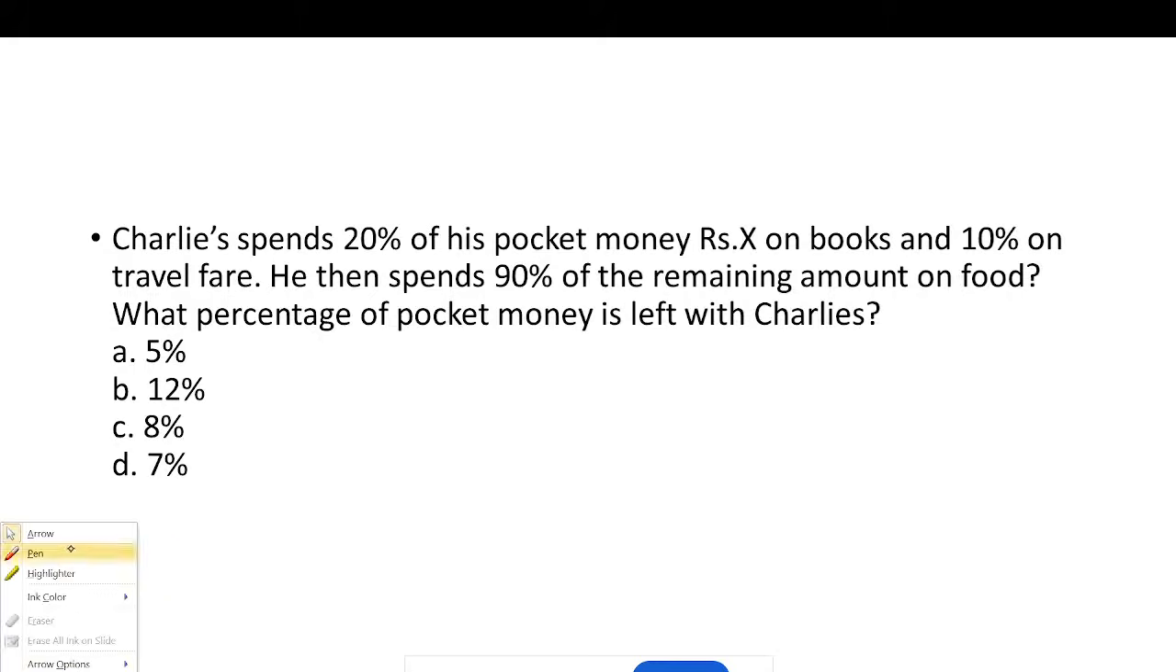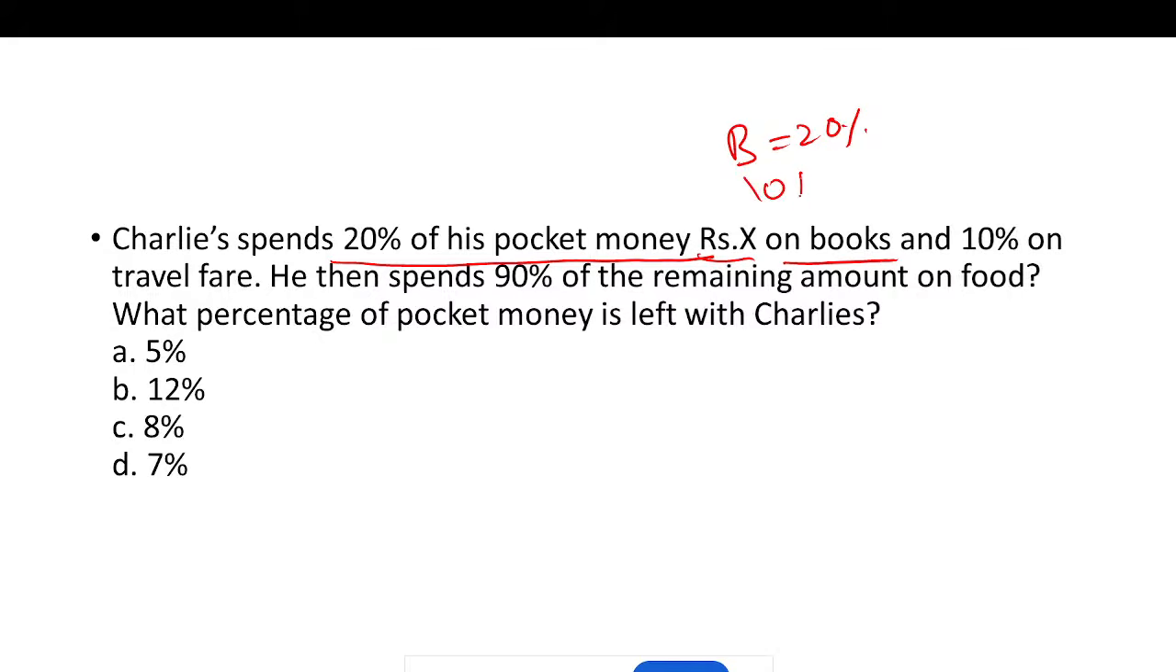Charlie spends 20 percentage of his pocket money X on books, and 10 percentage on travel, and then he spends 90 percentage of the remaining on food. We don't know the pocket money. What is the percentage of pocket money he is left with?